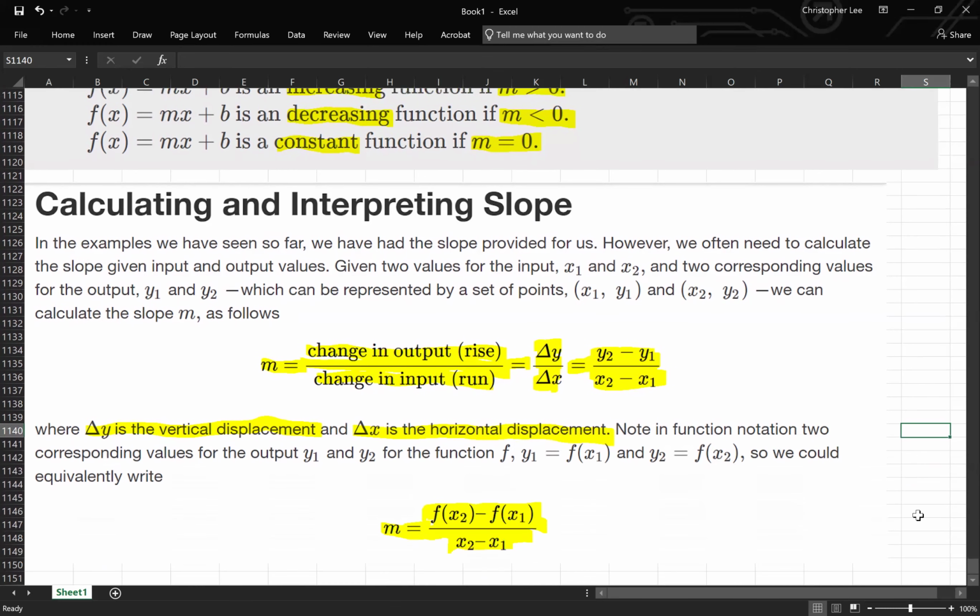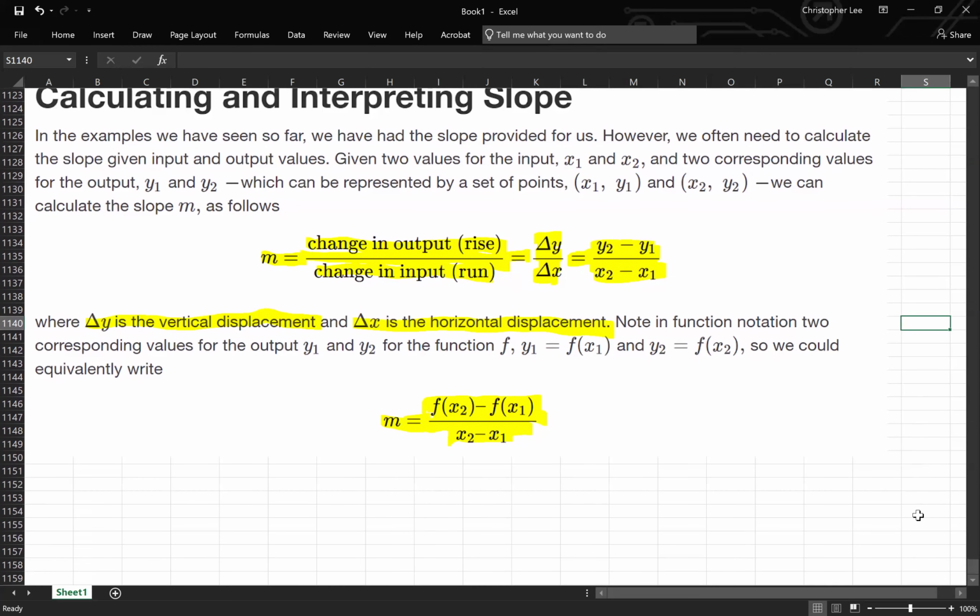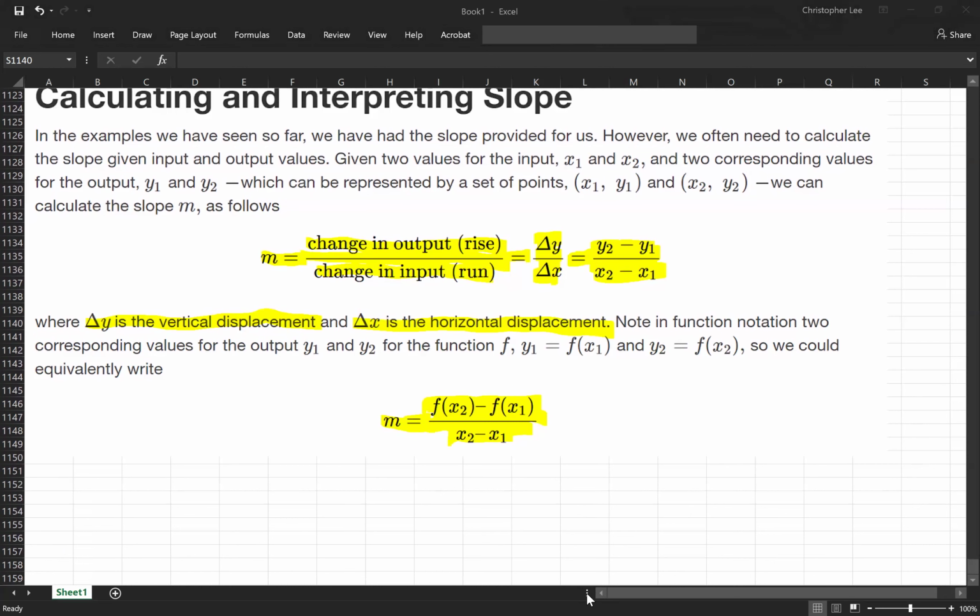Where the change in y is the vertical displacement and the change in x is the horizontal displacement. Note in function notation, for two corresponding values of the output y1 and y2 for the function f, y1 equals f of x1 and y2 is equal to f of x2. So we could equivalently write that the slope m is equal to f of x2 minus f of x1 over x2 minus x1. Low key, we did this already. Nothing new here.